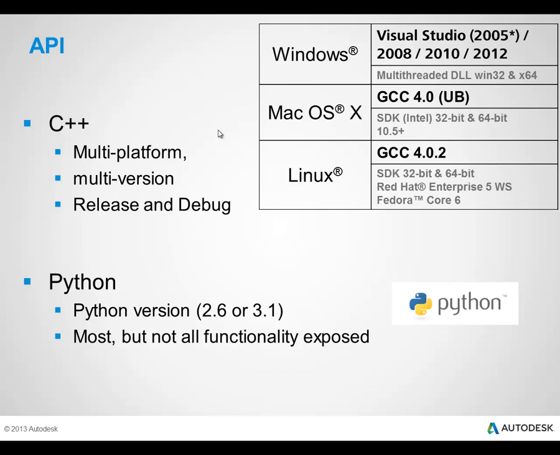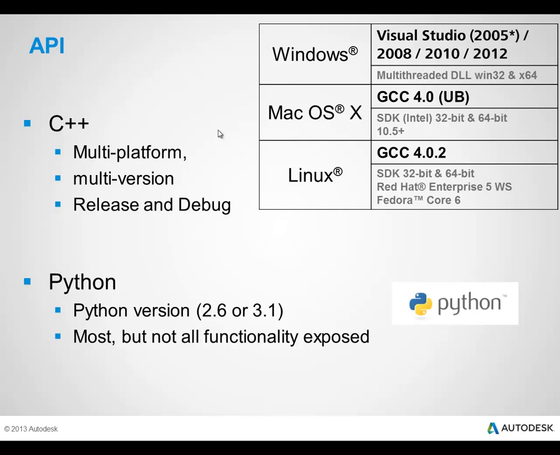So first of all, let's look at multi-platform. So you can see Windows. We support all the Visual Studio compilers. So it goes all the way back to 2005. I put a star on it because the 2014 release, which just came out, no longer is supporting 2005, but they added Visual Studio 2012. So typically, it supports the three latest compilers from Microsoft.